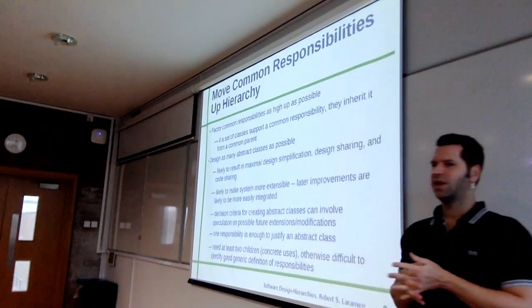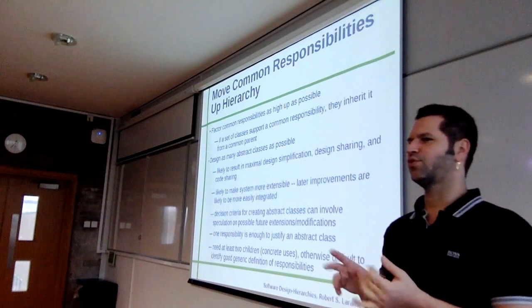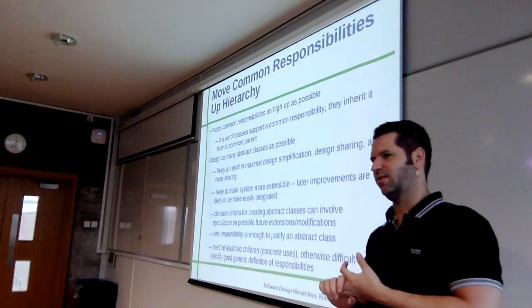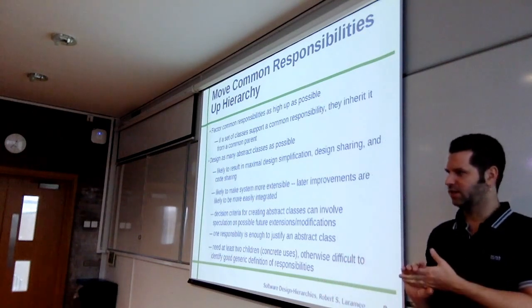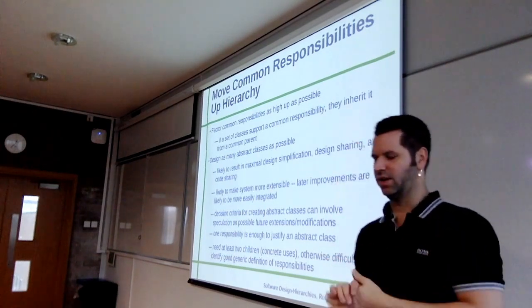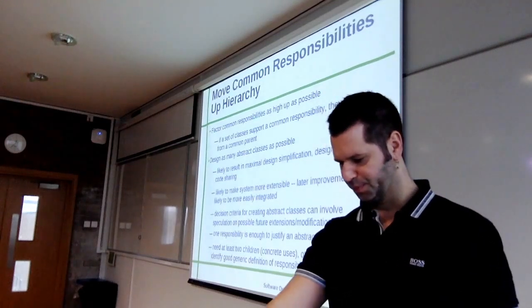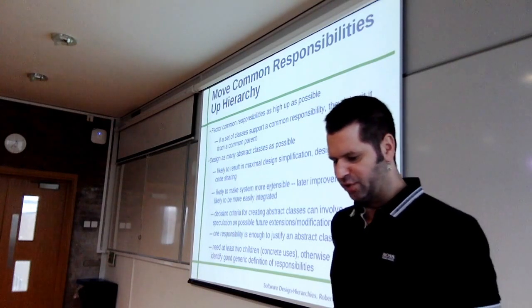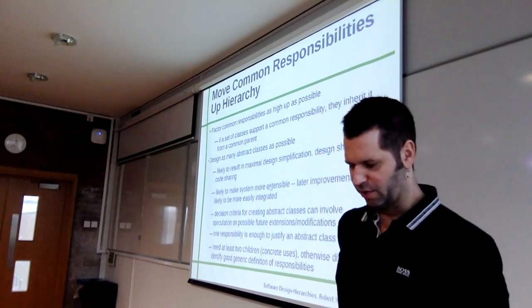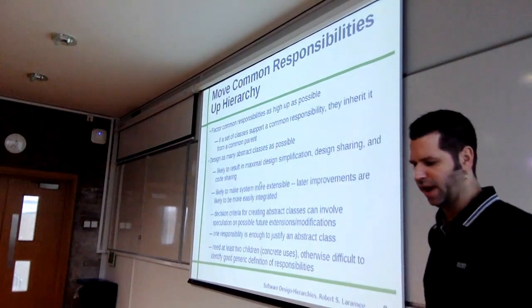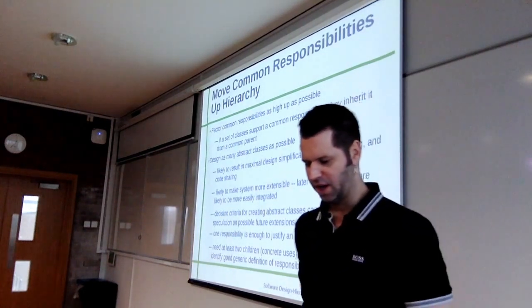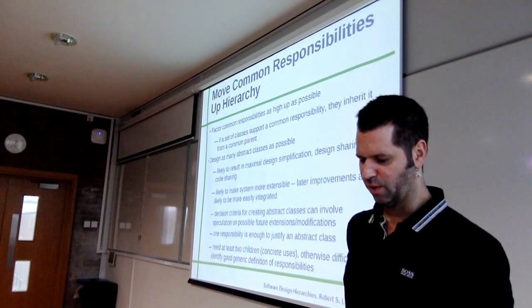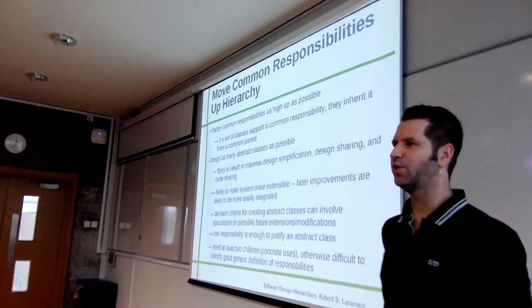You would have the method signatures for draw and instantiate and delete and save, for example, and edit. Those would all be defined in a parent. Introducing abstract classes in your design is encouraged and is likely to result in maximal design simplification, design sharing, and code sharing. So that's really what we want. We want code sharing and reusable code.